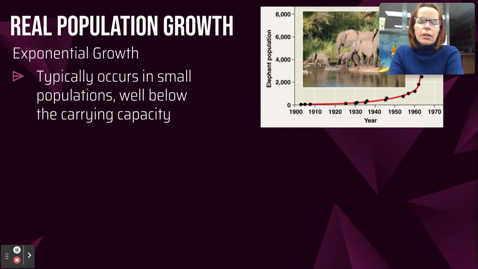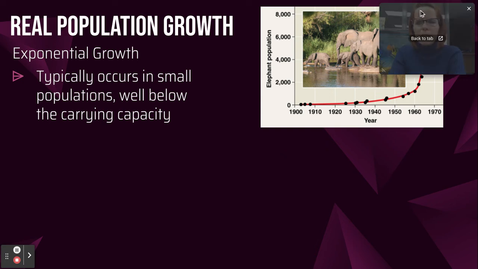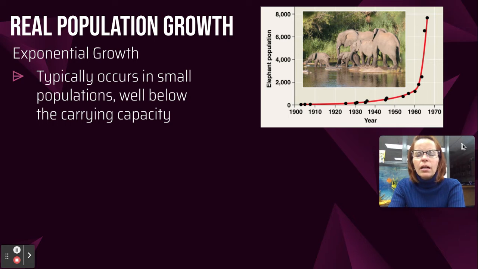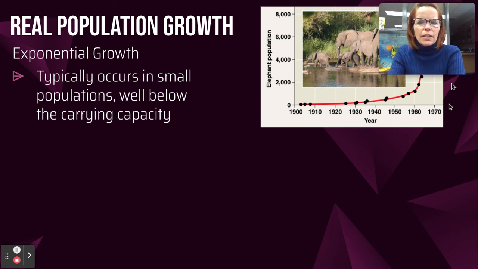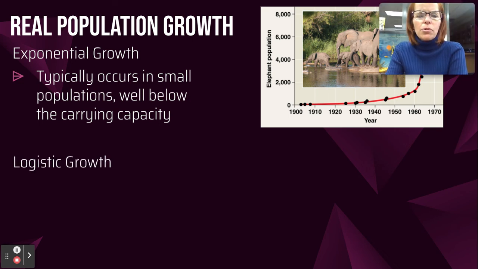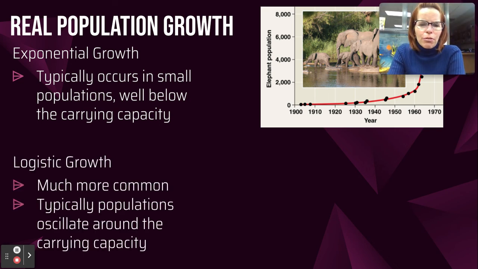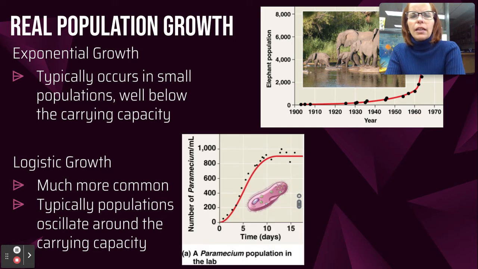Is it possible to experience exponential growth? Yes. This typically occurs in small populations who are well below their carrying capacity. And in this example here, which was quite some time ago, the elephants were growing exponentially. Their population was growing exponentially in areas where there was plenty of resources for them. Logistic growth, however, is much more common. Typically populations oscillate around the carrying capacity.